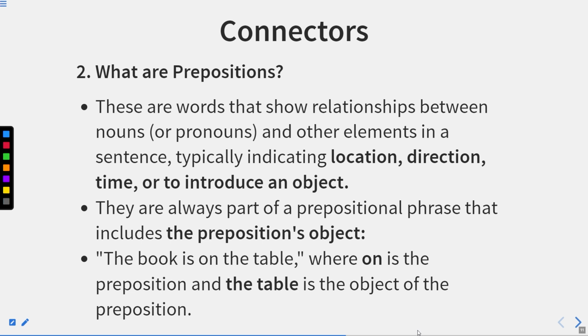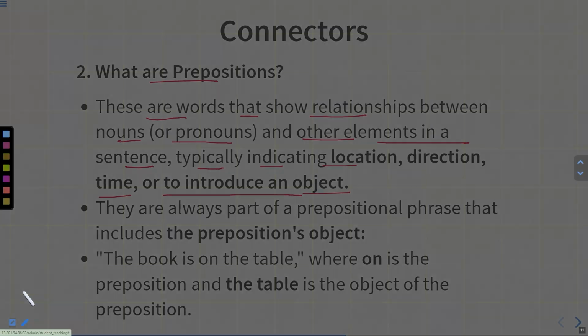Now, the second type of connectors are prepositions. So, let us discuss what prepositions are. These are words that show relationships between nouns or pronouns and the other elements in a sentence, typically indicating location, direction, time, or to introduce an object. Now, prepositions are words in which a noun or a pronoun is related to another part of the sentence, and they indicate location, direction, time, or they introduce an object.